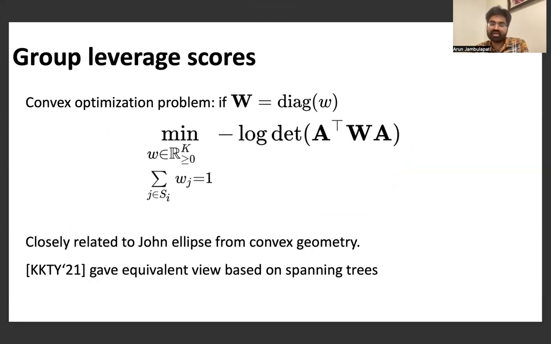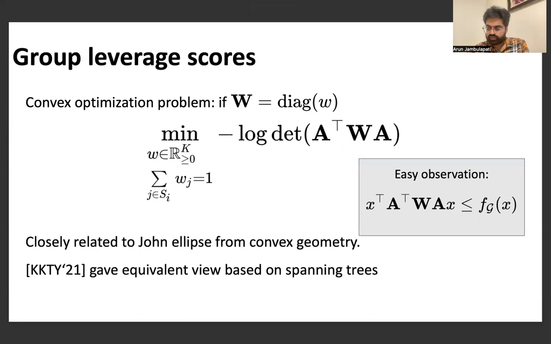This problem also appeared in previous work of Kapralov et al., and they gave an equivalent view of this problem based on spanning trees. So for a quick observation, because these weights are non-negative and we give every hyperedge unit weight, we see that for any choice of W that's feasible for the problem, this quadratic form here is smaller than the original hypergraph energy.